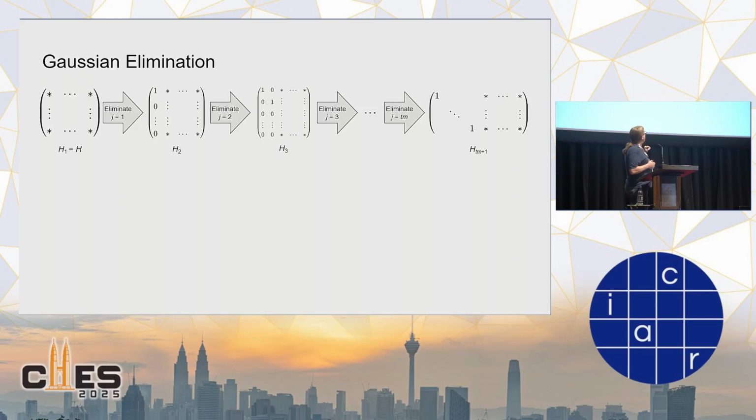And then we have one good vector, where we can then proceed to the second column, because everything we do for the second column does not change the first column anymore. So by going column by column, after tm columns, we will have the systematic form. And we need to understand how each of these columns work.